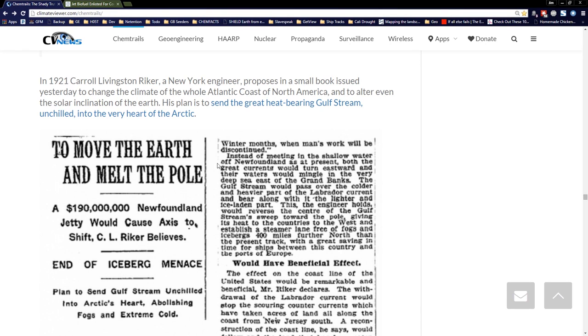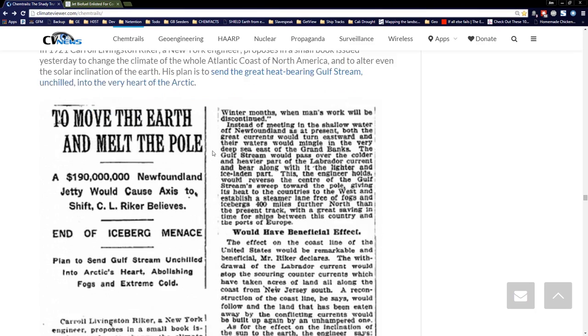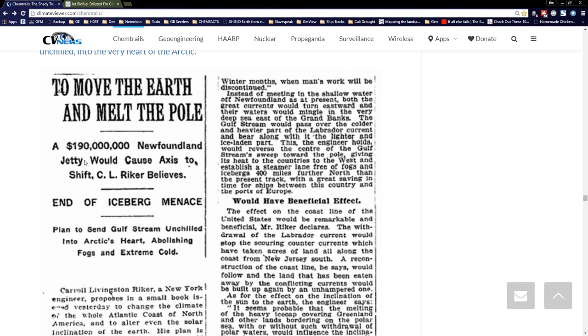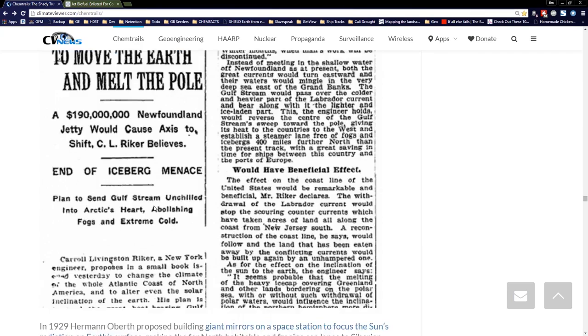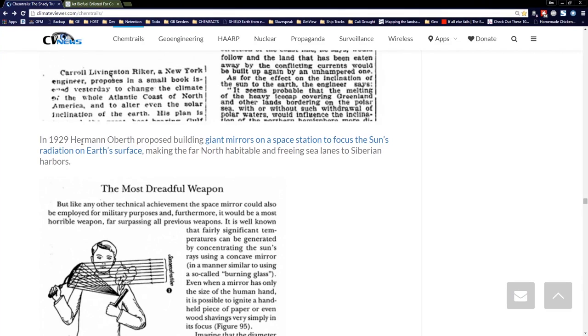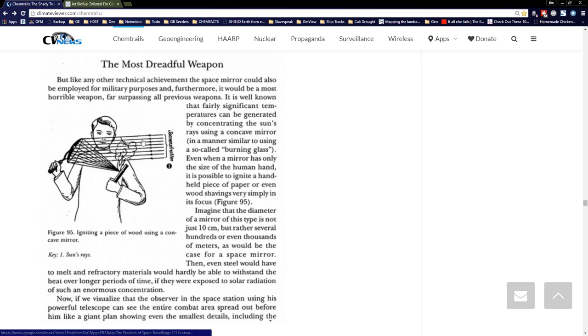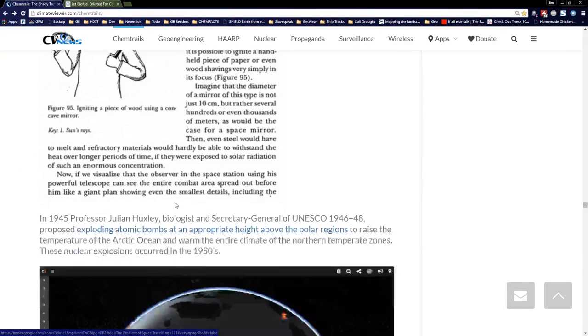His plan was to send the great heat-bearing Gulf Stream unchilled into the very heart of the Arctic to move Earth and melt the pole. End of iceberg menace. 1929, Hermann Oberth proposed building giant mirrors on space stations to focus the sun's radiation on Earth's surface and melt the poles. There you go, a picture of that. Got to be a bad idea.